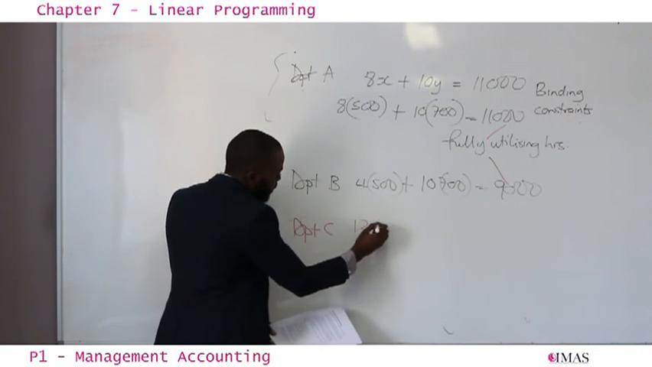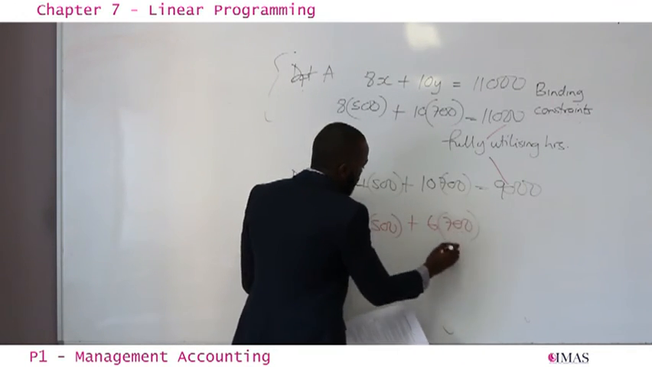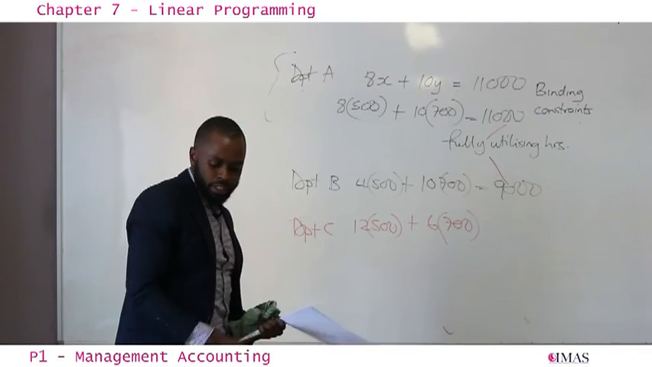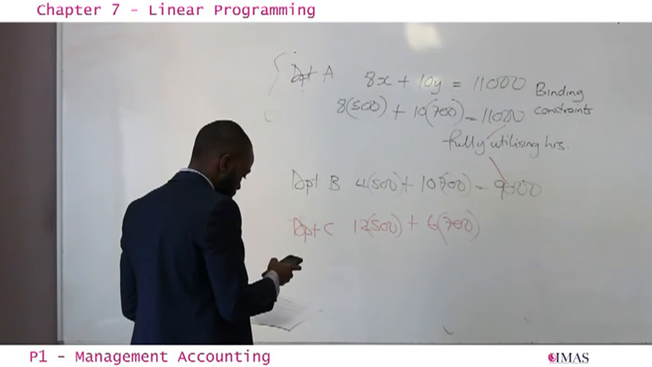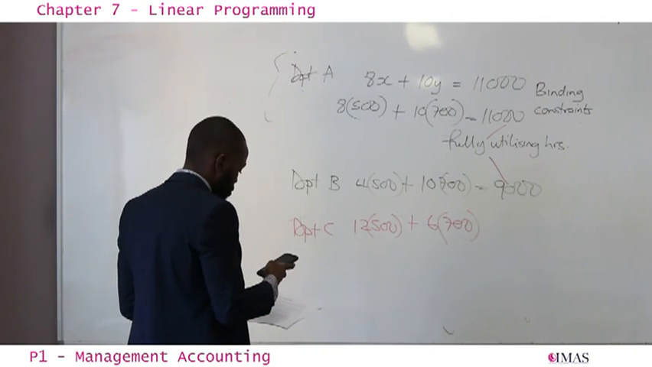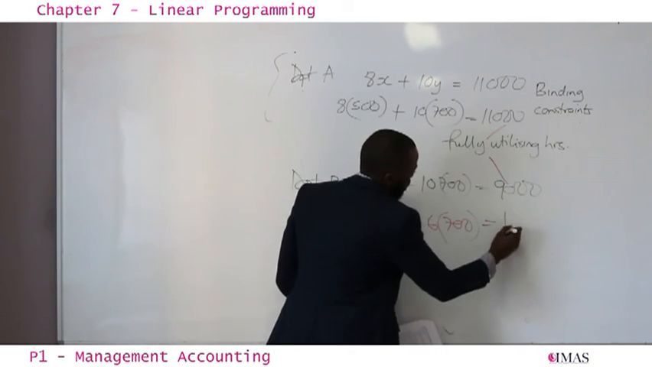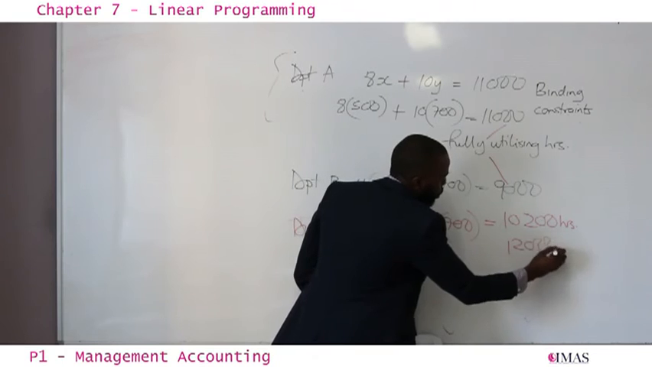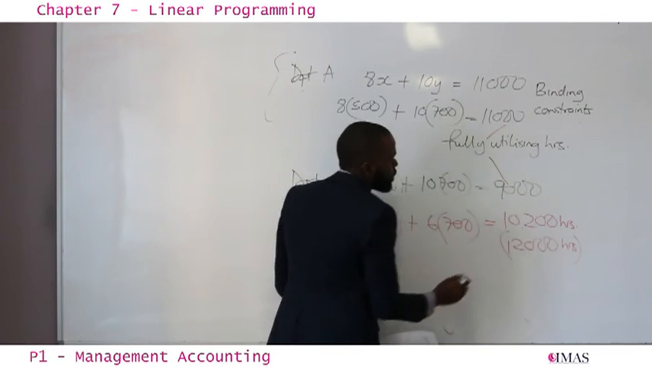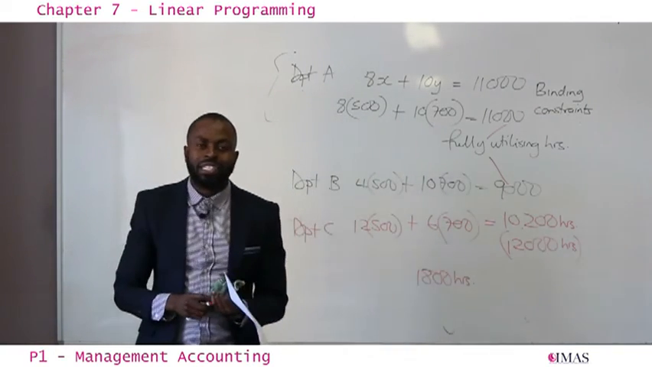Department C, it's 12 times 500 plus 6 times 700. So 12 times 500, that's 6,000, and 6 times 700, that's 4,200, plus 6,000. We're only using 10,200 hours. How many hours are available? 12,000 hours. Which means here we're not using 1,800 hours. So we say there is a slack in department C.